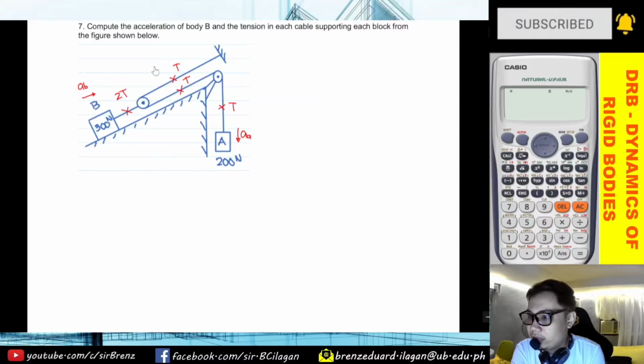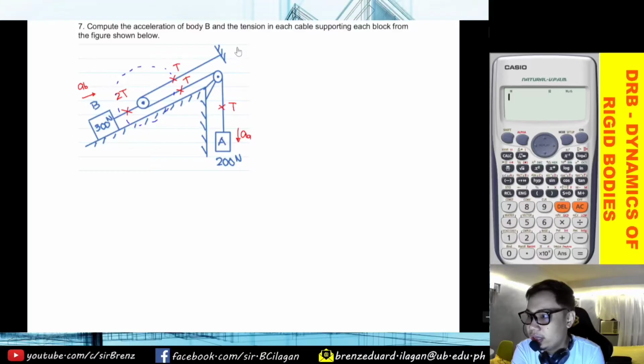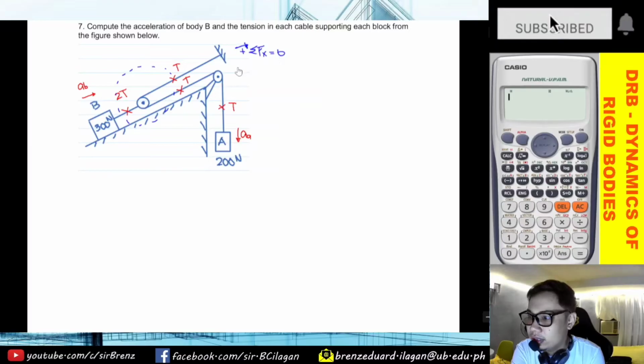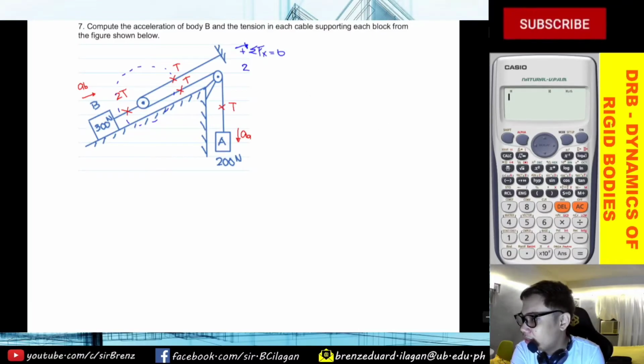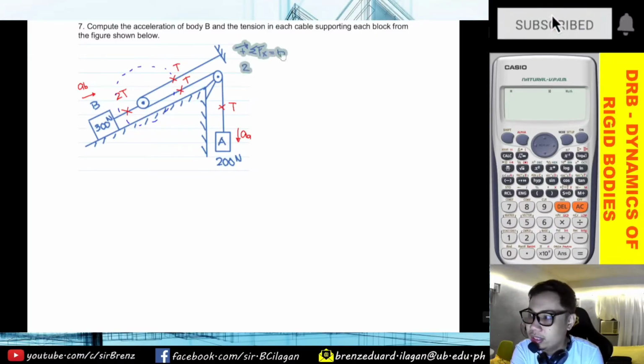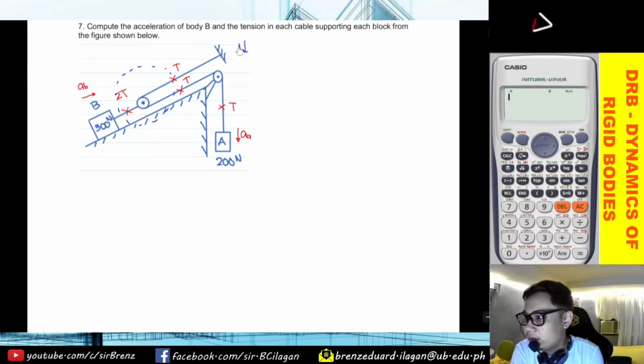Okay, so coming from this free body diagram, I could say that when we take summation of forces in this direction, that will be 2T rin. Wala rin naman pala tayong ano dyan. So I think it's much better if we relate these two considering the summation of work. Let's just say that positive work is going in this direction.